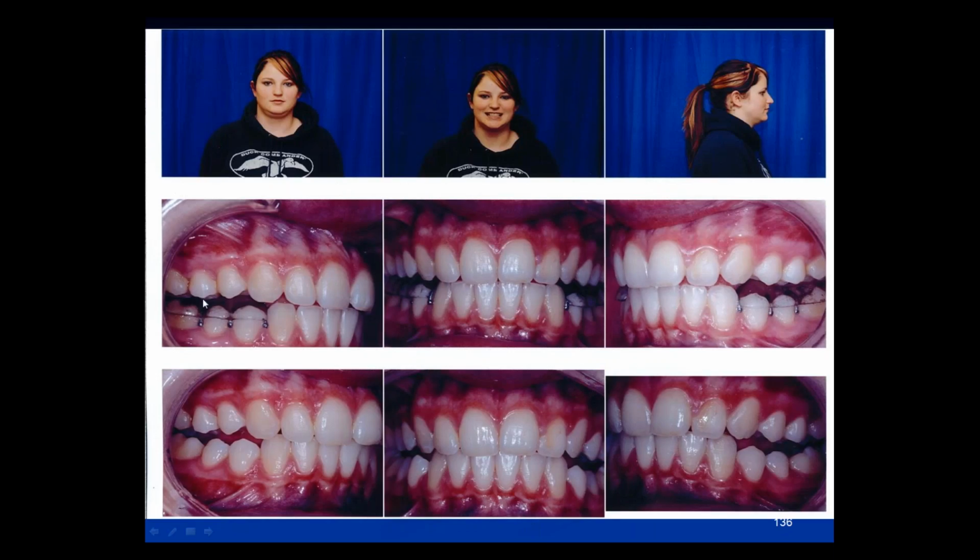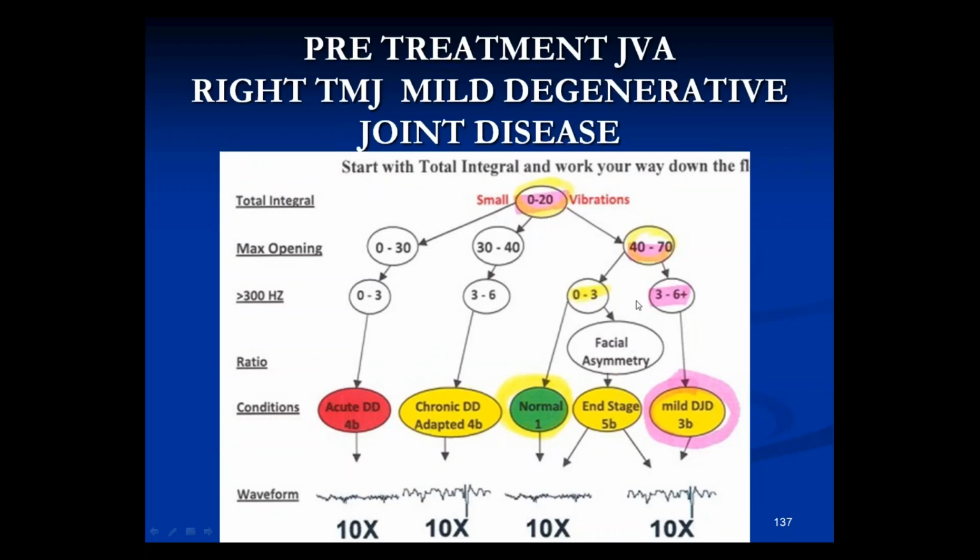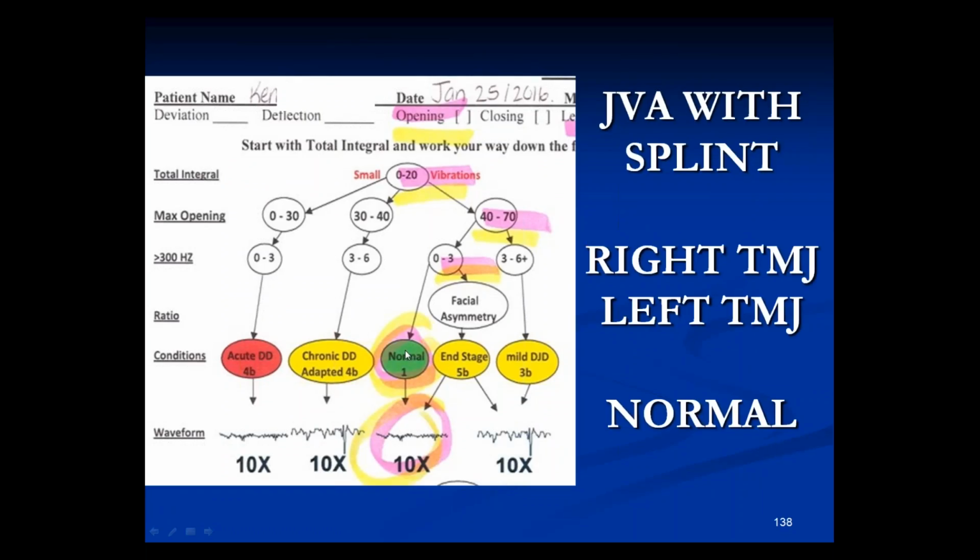So I say, here you came in with a splint, now we get this posterior open bite. Let's do orthodontics and close it. Okay, so I do another joint vibration analysis. Here was the original one, the pre-treatment one, which had mild degenerative joint disease. And now she's got normal. Now there's no clicking. I now know the jaw is in the right position.